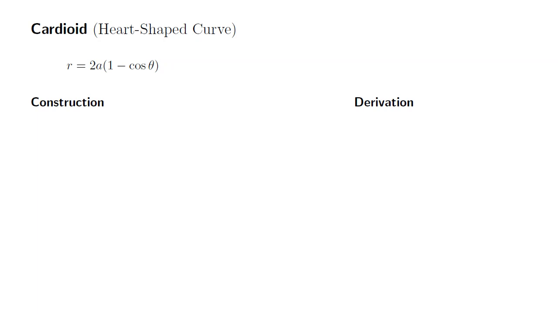All right, let's look at the geometric construction of a cardioid, which is a heart-shaped curve, which makes sense that it's called a cardioid, right? And I'm going to try to derive the polar equation for this curve. Right, so let's look at the construction.